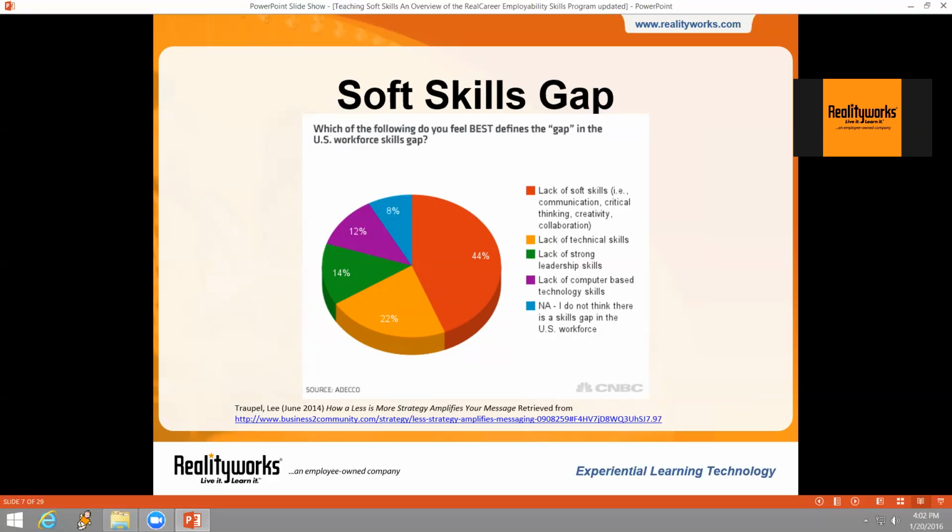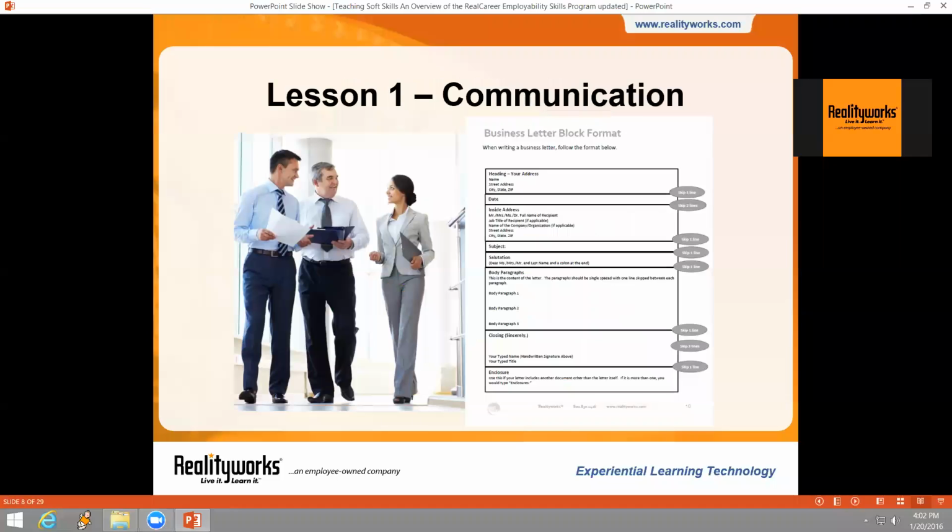Let's take a deeper dive into each of the lessons that are a part of the RealCareer Employability Skills Program. Lesson 1. This lesson will help participants learn about various types of communication and how important effective and clear communication is on the job. Students use clear verbal communication skills first in a small group activity.